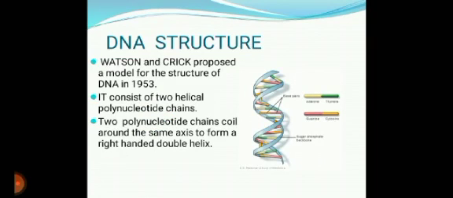DNA structure. DNA is a genetic material. Watson and Crick proposed a model for the structure of DNA in 1953. It consists of two helical polynucleotide chains. Two polynucleotide chains coil around the same axis to form a right-handed double helix.